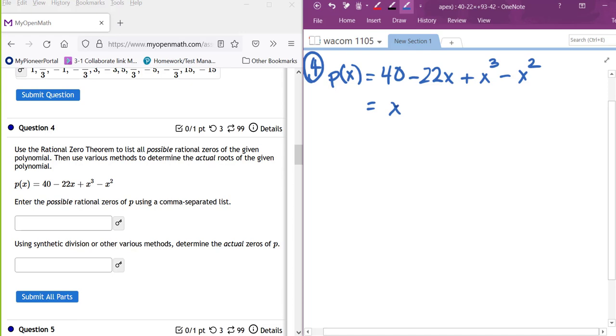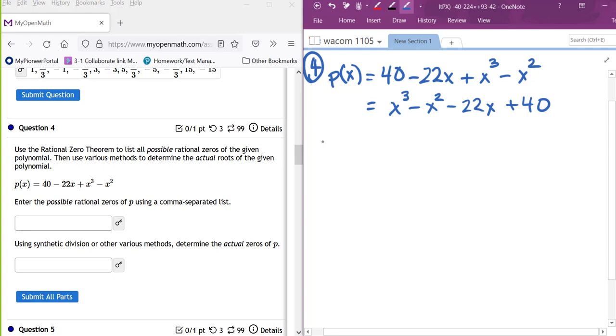So x cubed should be first, minus x squared minus 22x plus 40. And that really is the only thing different. Well, we're going to find zeros at the end.